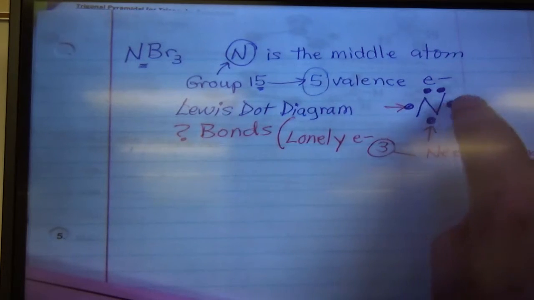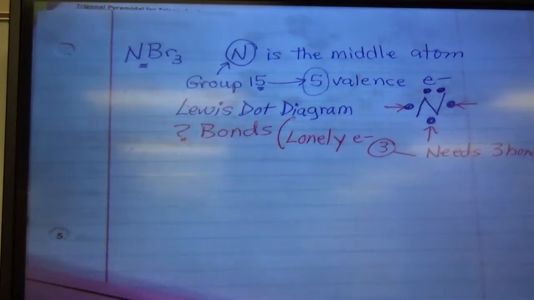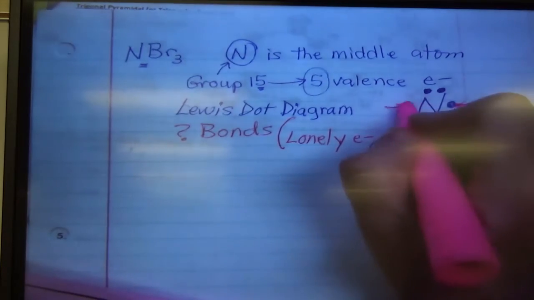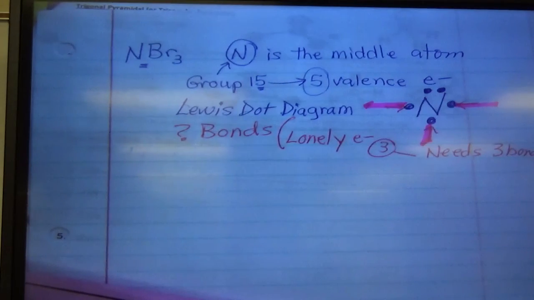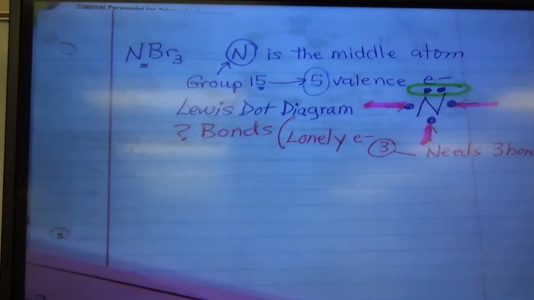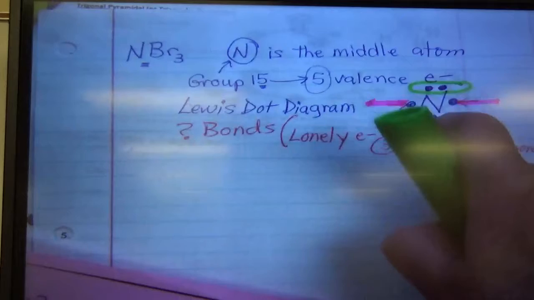Okay, this has a bond. It's going to be made in a little bit. This will make a bond. This will make a bond. This will make a bond. Oh, look at that. We got a pair of electrons left over. And this is the middle atom once we make our compound.